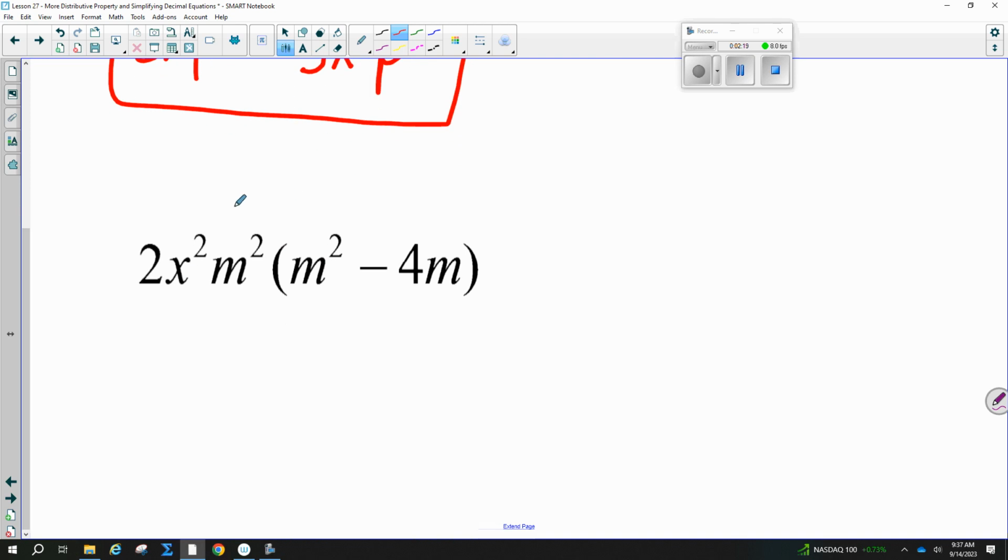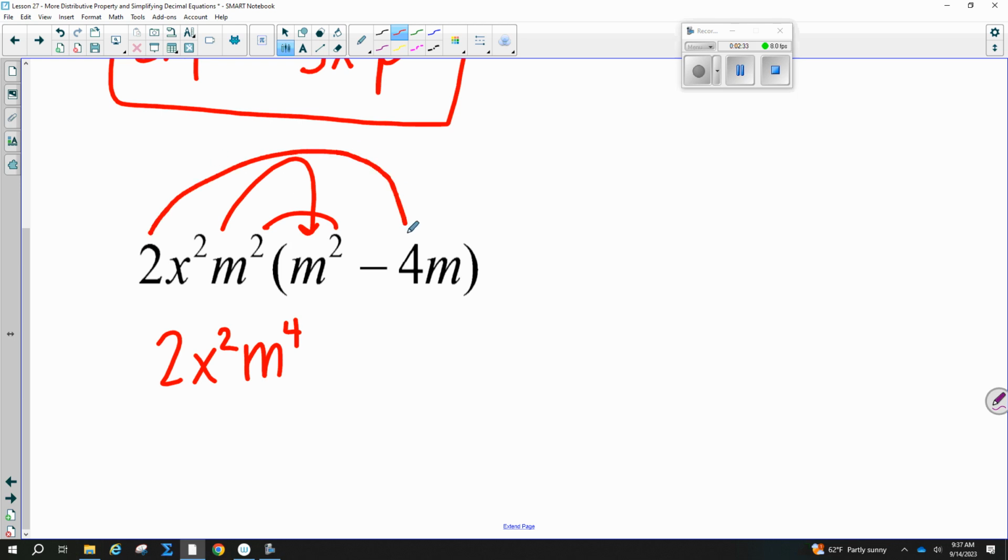All right, I'm going to multiply 2x squared m squared times m squared. That's going to give me 2x squared m to the fourth. Again, we are adding these exponents. Now I'm going to multiply 2 times negative 4. A lot of people get confused, but guys, we are multiplying these just like normal. So 2 times negative 4 is negative 8. And then I have an x squared. And then I'm multiplying my m squared times my m to the first, which gives me m cubed.